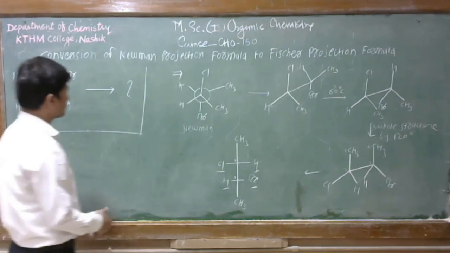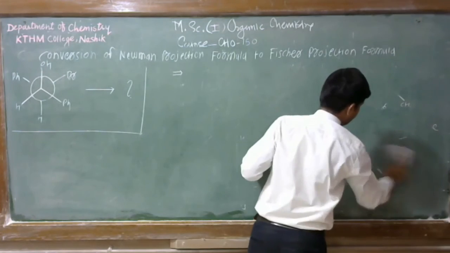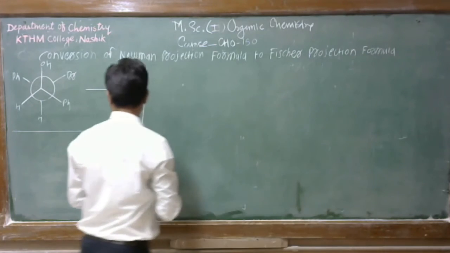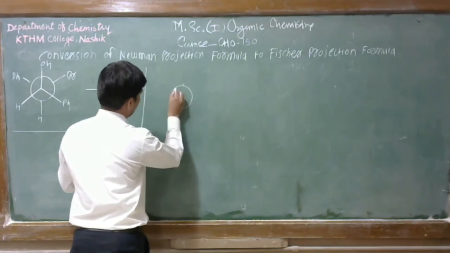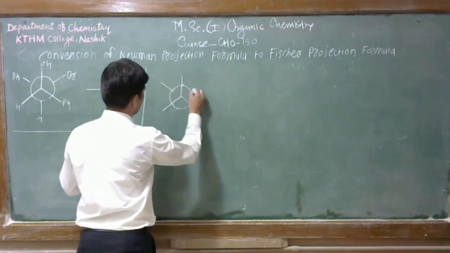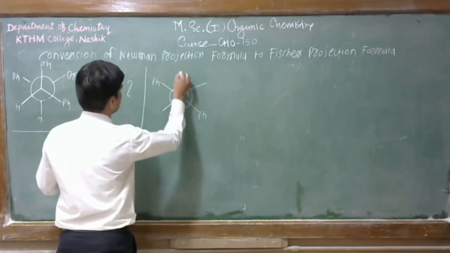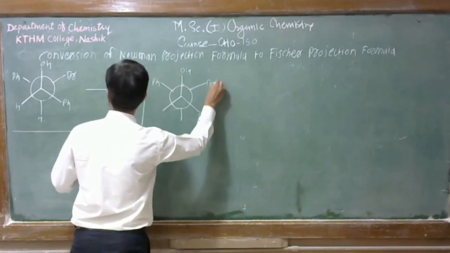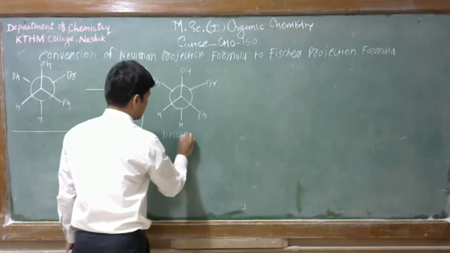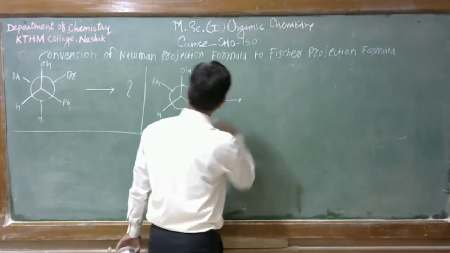So firstly, we write here the given Newman projection formula. See, this is Ph here, this is Ph here, this is OH, this is Br. This is the H. This is the H. We have to convert this Newman projection formula firstly into Sawhorse projection formula.